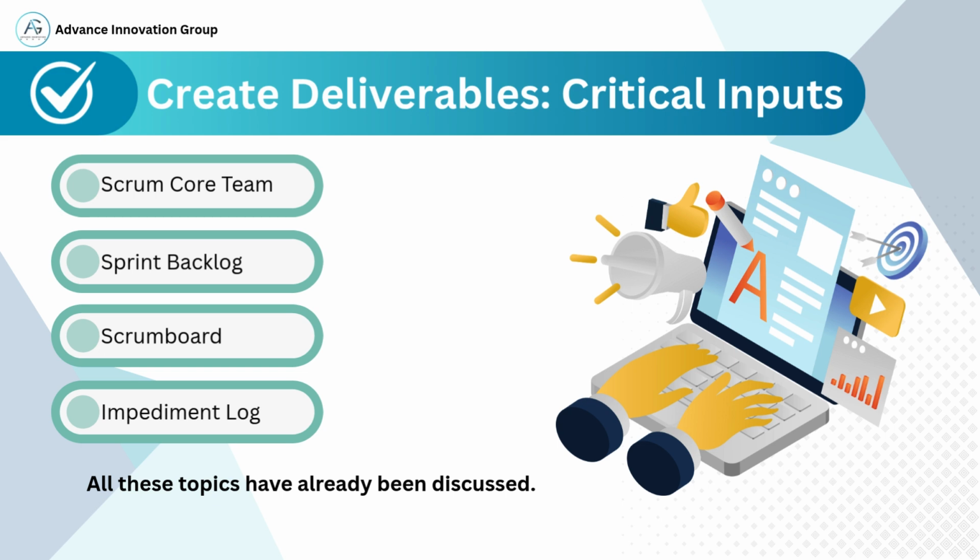Second, Sprint Backlog. This is the list of tasks and user stories that the team has committed to for the current sprint. It acts as a to-do list and provides clear direction. 3. Scrum Board. It's a visual tool that tracks the progress of tasks. It helps the team and stakeholders see what's being worked on, what's done, and what's pending. Fourth, Impediment Log. This is where the team records anything that blocks their progress.